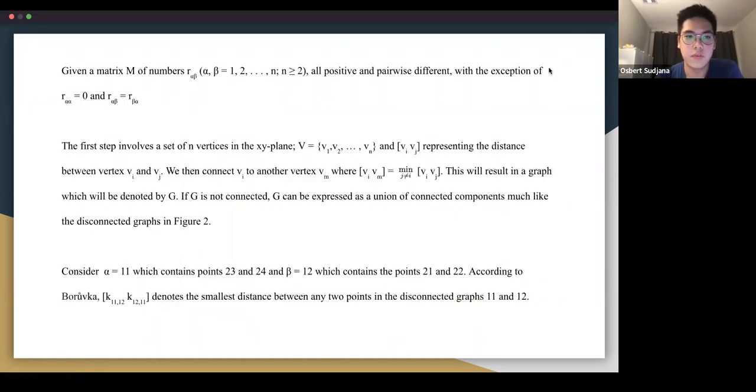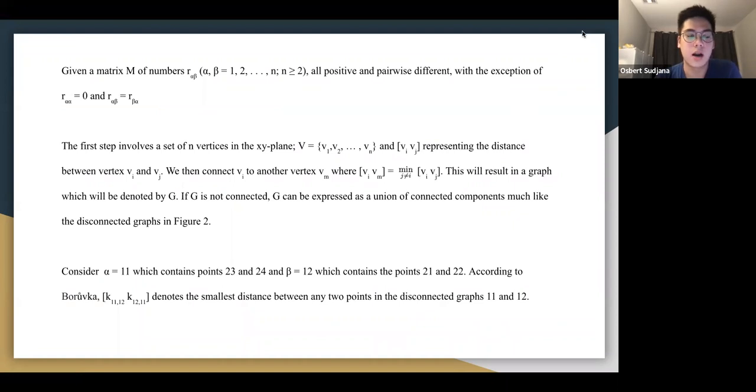Given a matrix M of numbers R alpha beta, where alpha, beta is 1, 2 to n, where n is more than or equal to 2, all positive and pairwise different with the exception of R alpha alpha equals 0 and R alpha beta equals R beta alpha. So why do we say that R alpha alpha equals 0 and R alpha beta equals R beta alpha? This is because the subscripts of R, which are the two vertices, represent two vertices in the two-dimensional plane.